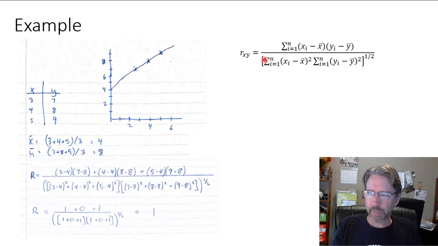Then we can just write out the sums, and so we've got 3 samples. Our n is 3, so we'll have 3 terms in the sum when we sum from 1 to 3, here, here, and here. So we get all of these numbers together, and we find our R value is 1.